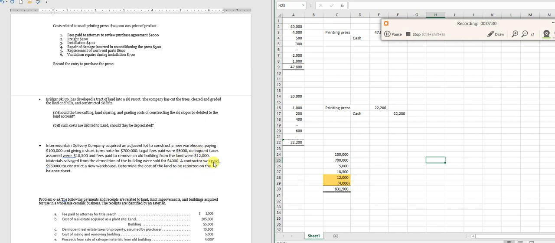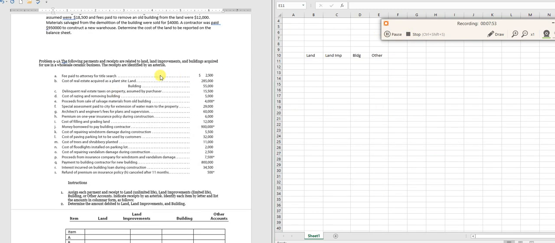And a contractor was paid $950,000 to construct a new warehouse. That would be debited to warehouse, not land. So it's an easy mistake to make to put it in there. But it is capitalized, but to the warehouse, not to the land. So my land is $831,500.